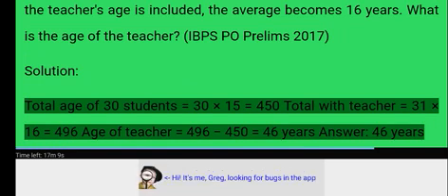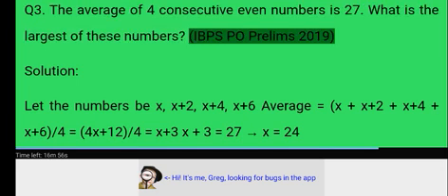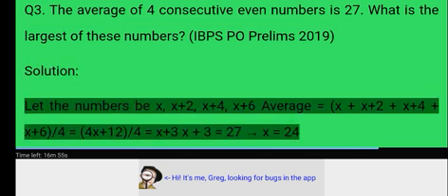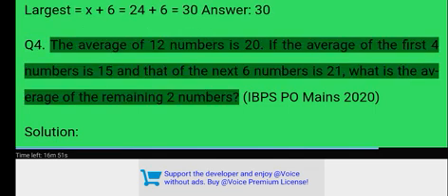Answer, 46 years. Q3. The average of 4 consecutive even numbers is 27. What is the largest of these numbers? IBPS PO Prelims 2019. Solution. Let the numbers be x, x plus 2, x plus 4, x plus 6. Average equals (4x plus 12) divided by 4 equals x plus 3 equals 27. So x equals 24. Largest equals x plus 6 equals 24 plus 6 equals 30. Answer, 30.